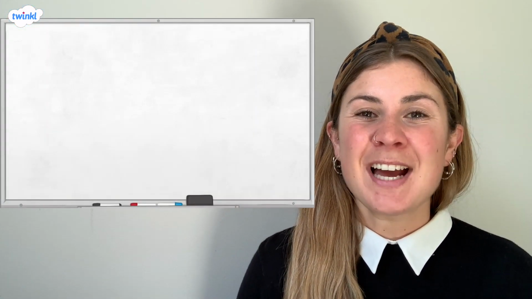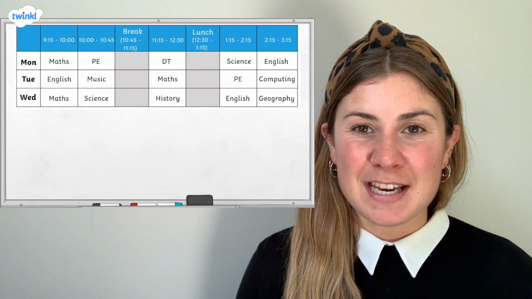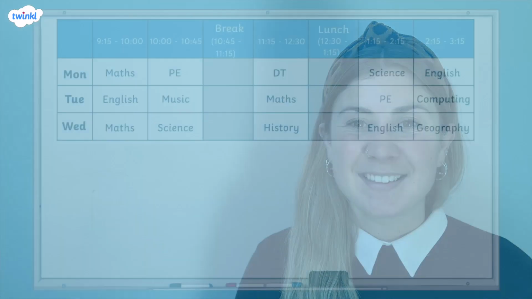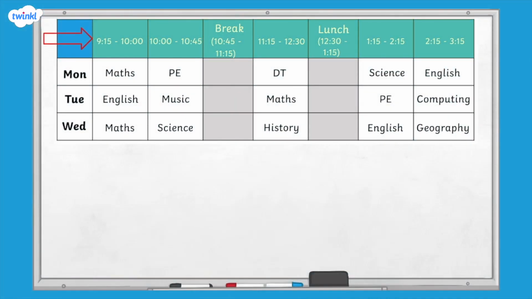Let's take a look at a different type of timetable. This timetable shows the times of lessons in a school on a Monday, Tuesday and a Wednesday. The times of lessons can be found in this row. The days of the week can be found in this column. Let's use it to answer some questions.